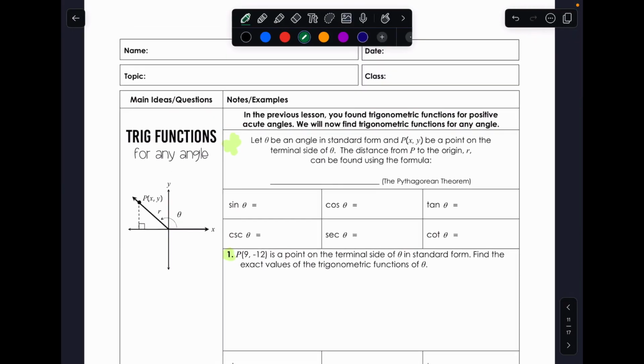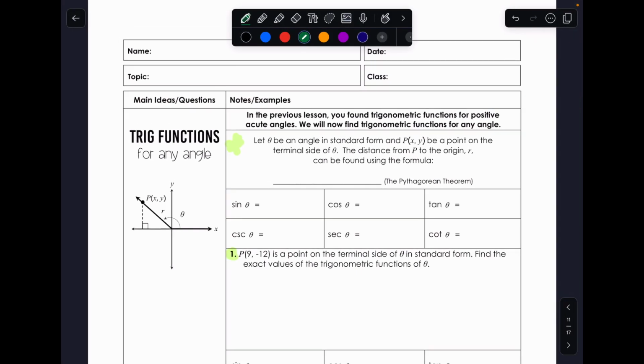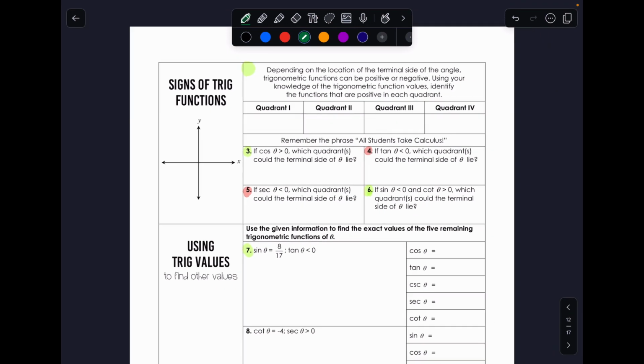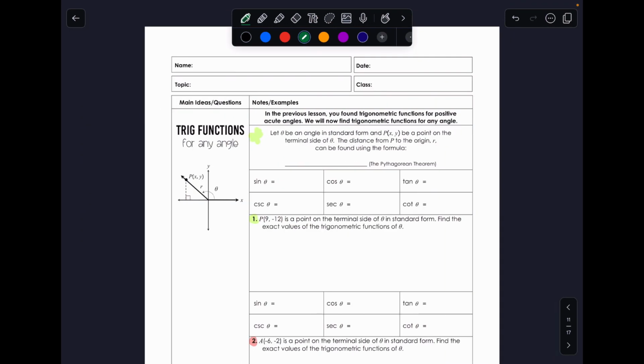Morning, everyone. Today we're looking at trig functions for any angle, signs of trig functions, and using trig values. And this is all for pre-calculus. So let's go ahead and get started with this first topic right here. Trig functions for any angle.